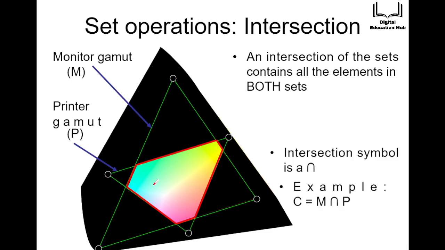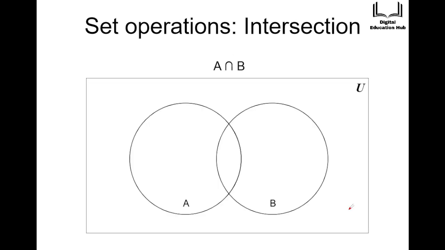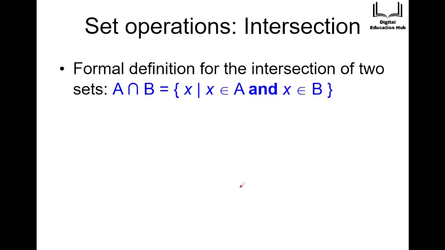So symbolically we can say that C is equal to M intersection P. Now we have the universal set along with the two sets, so this shaded region will be the intersection, the common region. The mathematical way of representation is that A intersection B can be called as X such that X is an element of A and X is also an element of B.